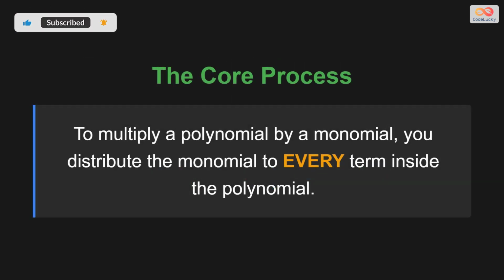So here is the main idea. To multiply a polynomial by a monomial, you must distribute, or multiply, the monomial by every single term inside the polynomial.